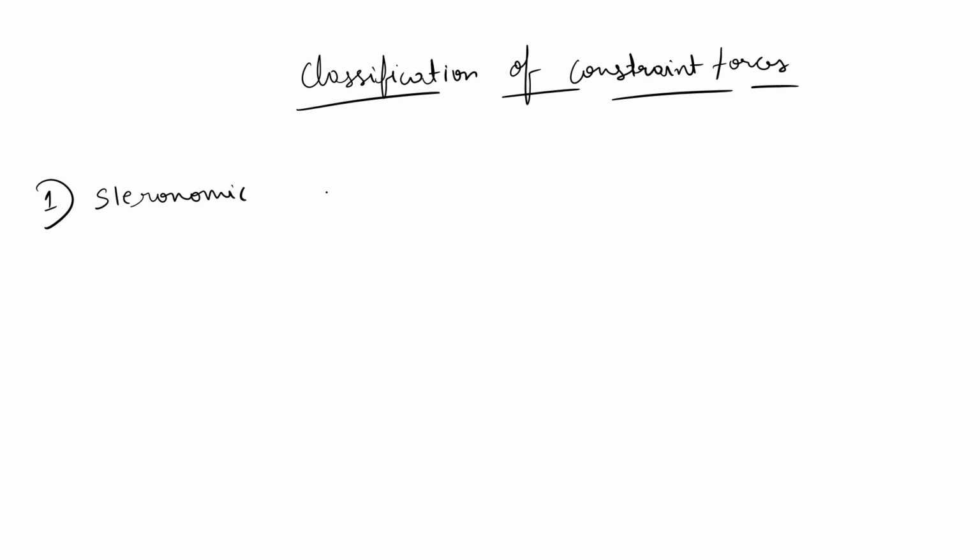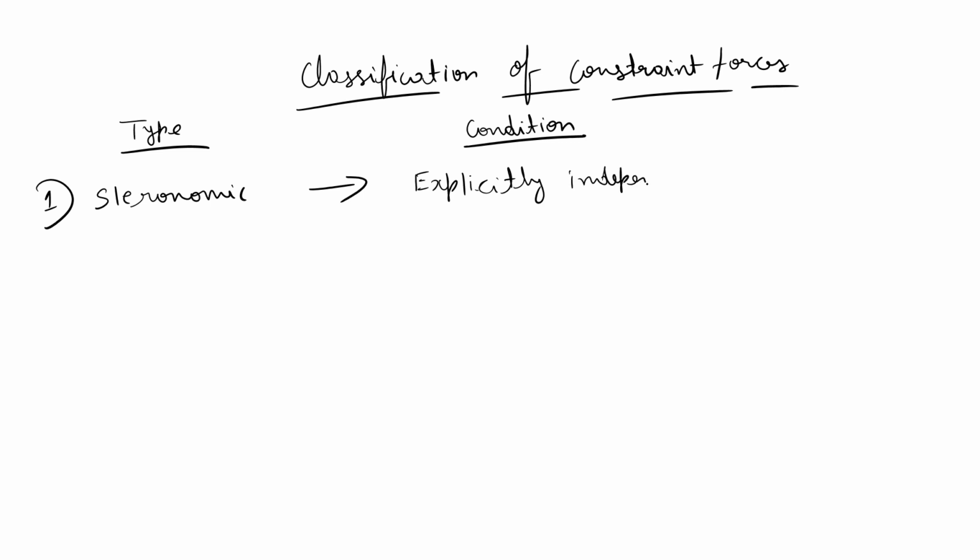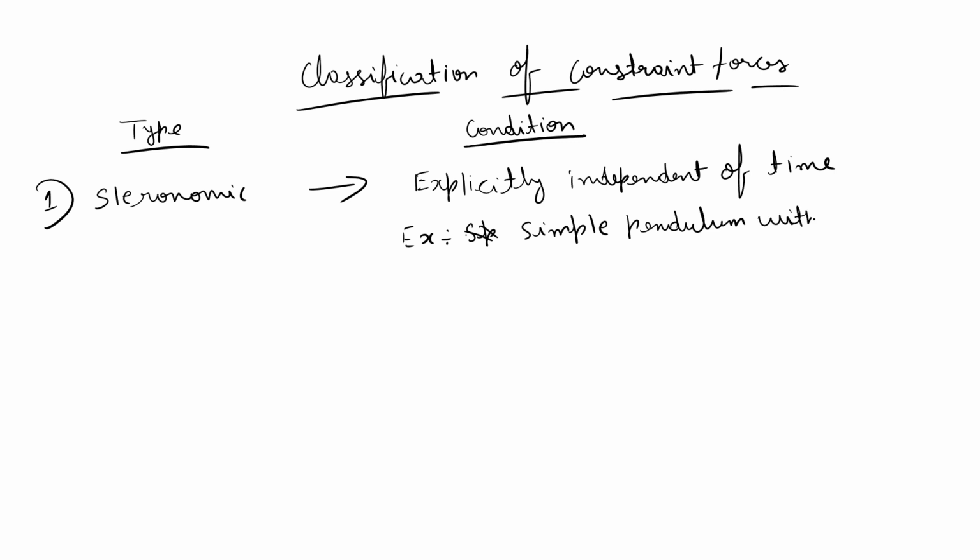Scleronomic. When we talk about scleronomic, what is the condition? So this is the type. Let us write the type in this column, and the condition in the other column. Scleronomic is explicitly independent of time. What would be the example of this? An example of scleronomic is a simple pendulum with constant length. It is not dependent on time. With constant length, not variable, time can't do anything with it, right?